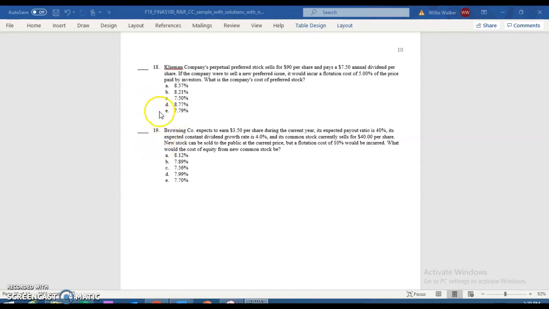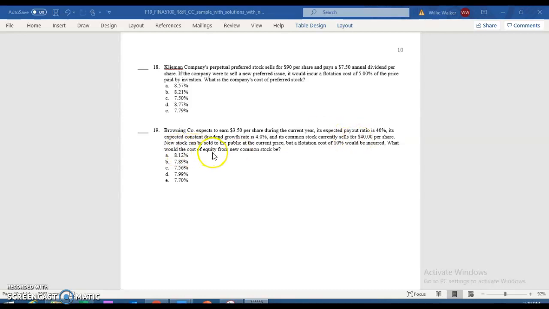Question 19 asks us to compute the cost of equity for new common stock. It gives us the information that Brown Company expects to earn $3.50 per share during the current year. Its expected payout ratio is 40%. Its expected constant dividend growth is 4%. And its common stock currently sells for $40 per share.